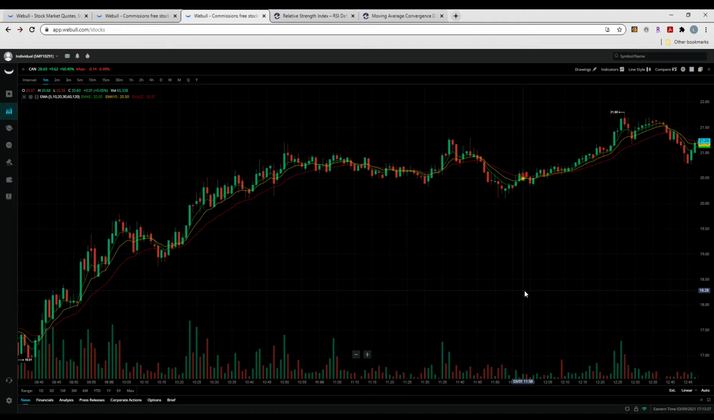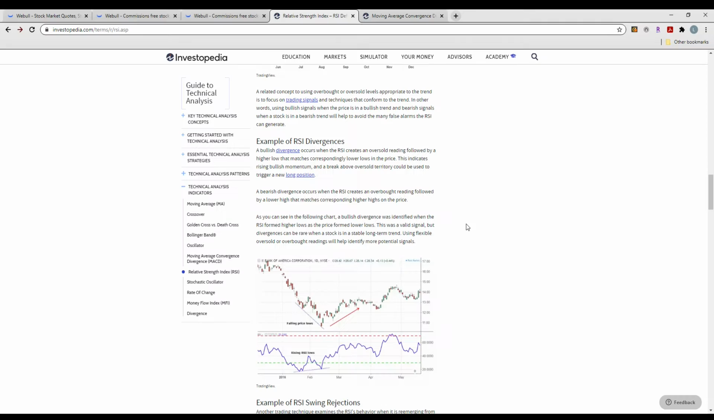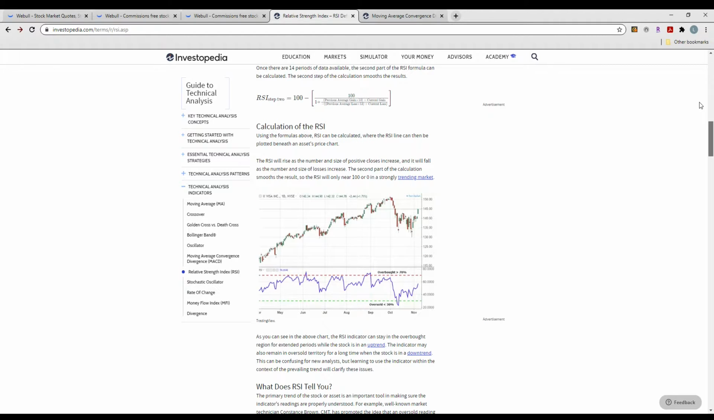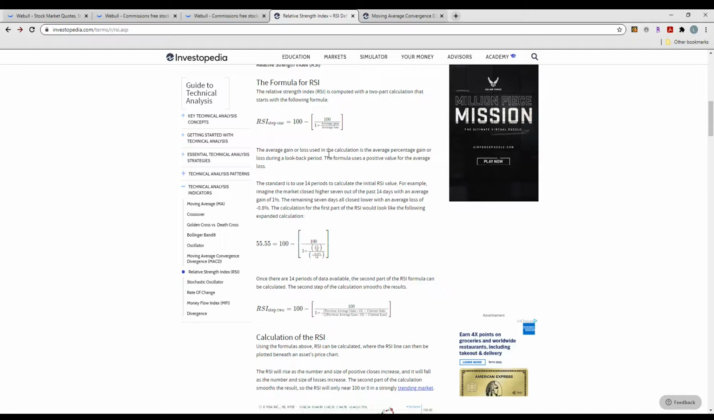Our next indicator to join the party is the RSI, or the Relative Strength Index, another must-have in the arsenal. The RSI is a momentum indicator that measures the magnitude of recent price change to evaluate overbought or oversold conditions in the price of a stock.